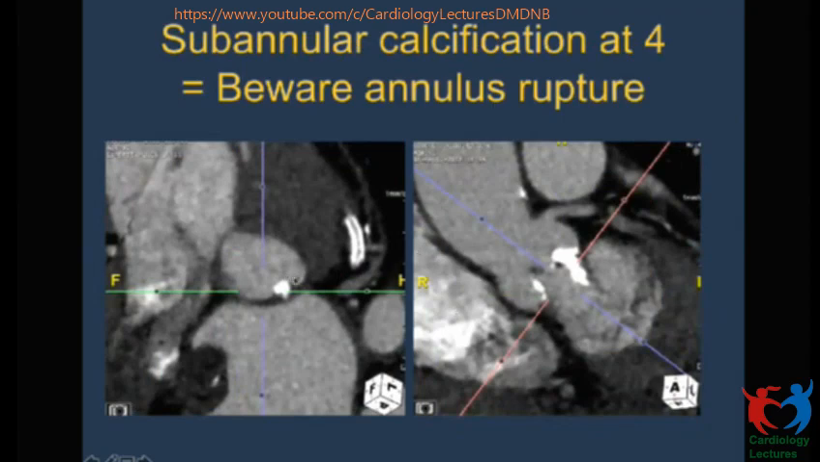Beware also of some calcified nodule here at 4 o'clock. This calcification could give you annulus rupture after your valve implantation, and sometimes in this case I prefer to use a self-expandable valve rather than a balloon-expandable valve.